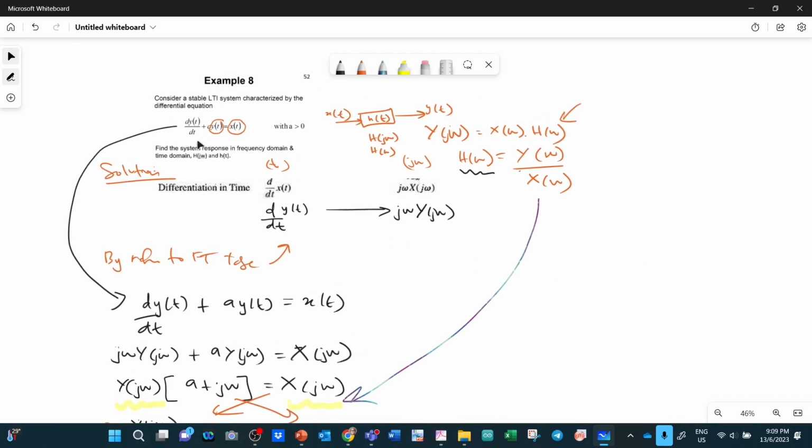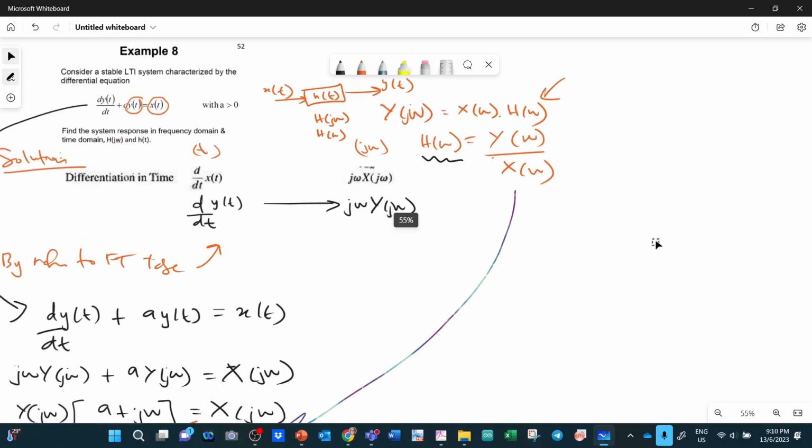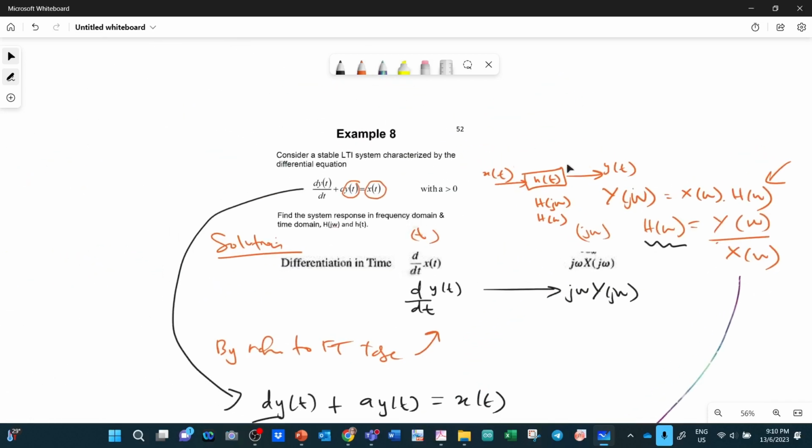Okay, so done. So how do you get this h(t)? That's why always draw out the block diagram, this block diagram. Draw it out, so that when you draw it out then you are clearer on how to do it.